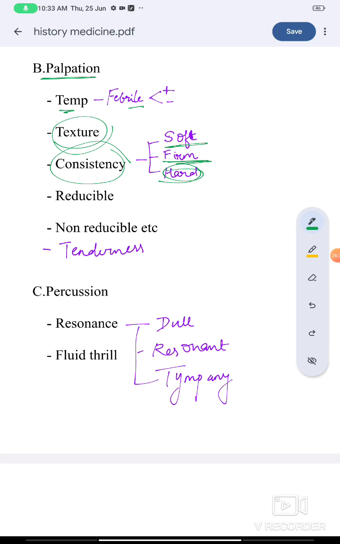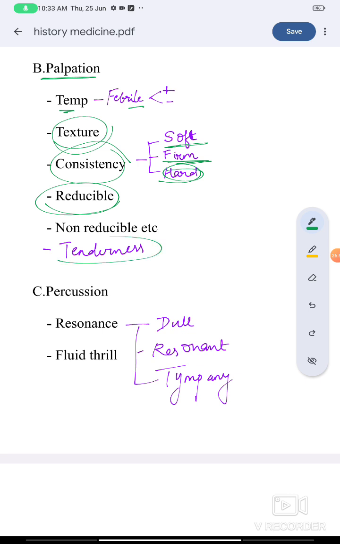Then you have to note if the swelling is reducible or not. For example, if there is any swelling related to blood vessel, like angioma and all, you can easily reduce it. If you apply pressure, the swelling is completely reducible.